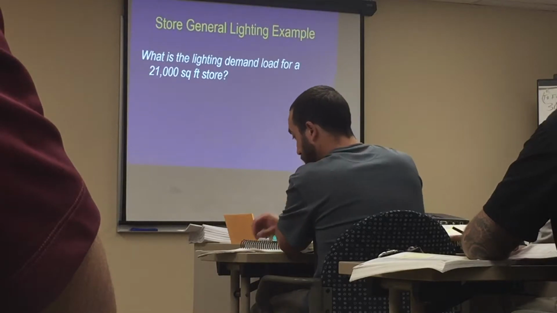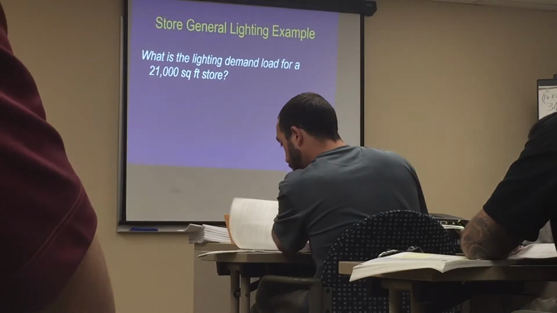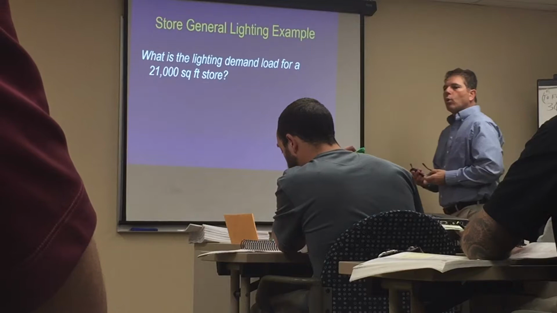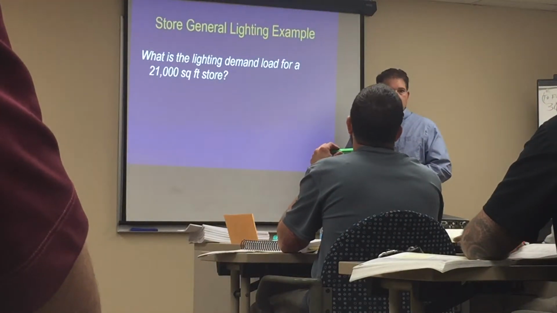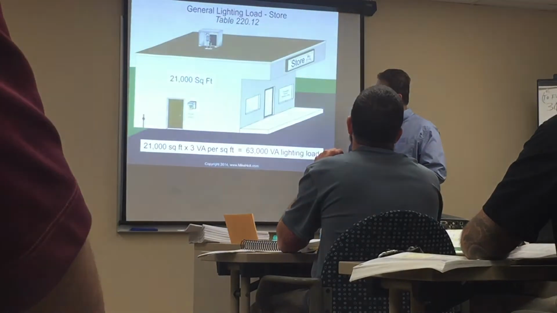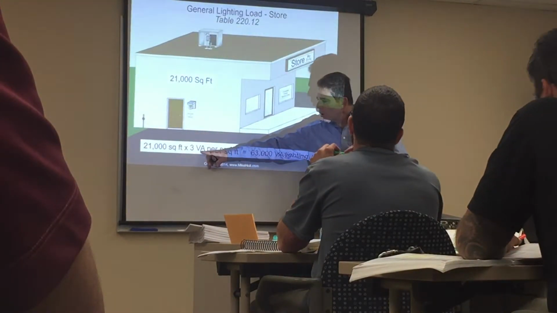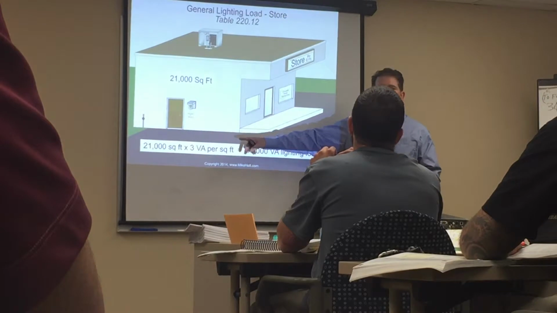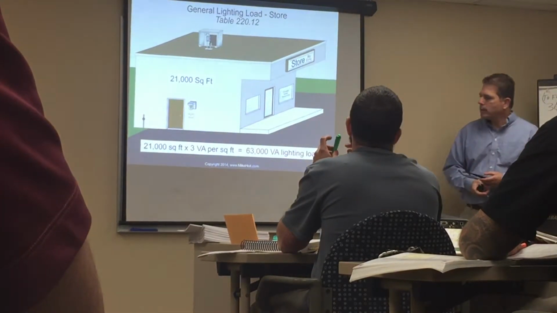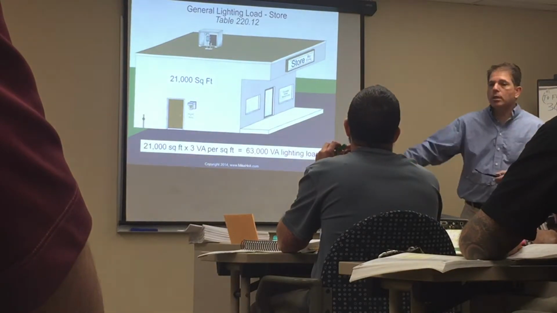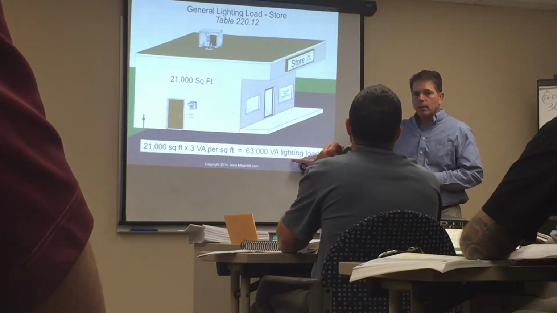Okay, what's the general lighting demand load for a 21,000 square foot school? 3 watts a square foot again, correct? Yeah, 3 watts a square foot. So for a store, according to Table 220.12, it's 3 watts a square foot, for a total of 63,000 VA for the lighting load. This is since there's no demand on this, right?